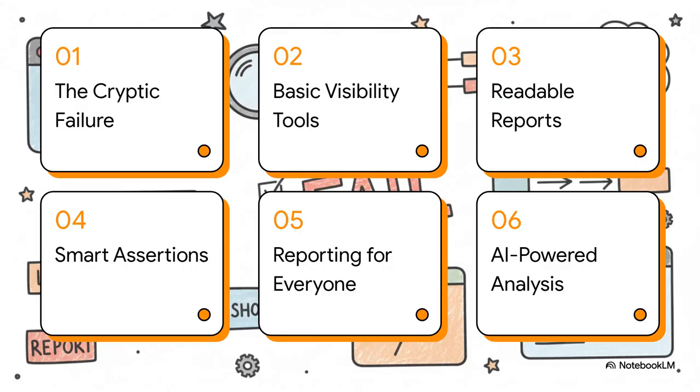So here's our game plan. We're going to start with that frustrating cryptic failure. Then we'll walk step by step through turning on some basic tools, making our reports way more readable, writing smarter assertions, and even tailoring reports for different people. And stick around, because at the end, we'll touch on a little bit of AI magic.